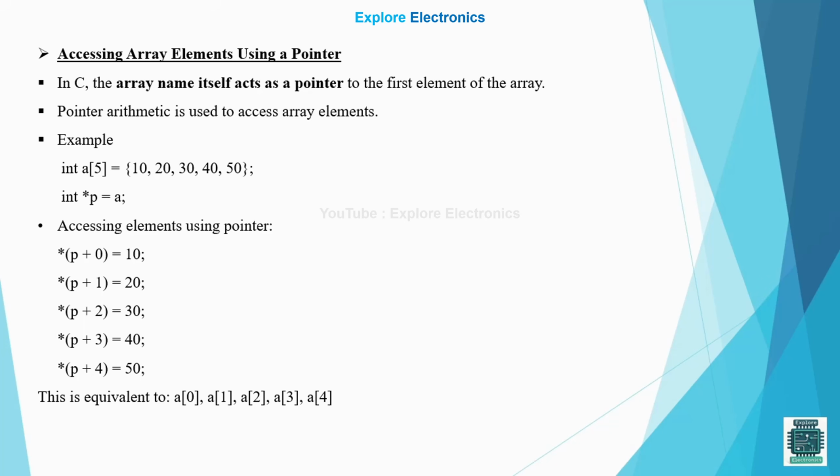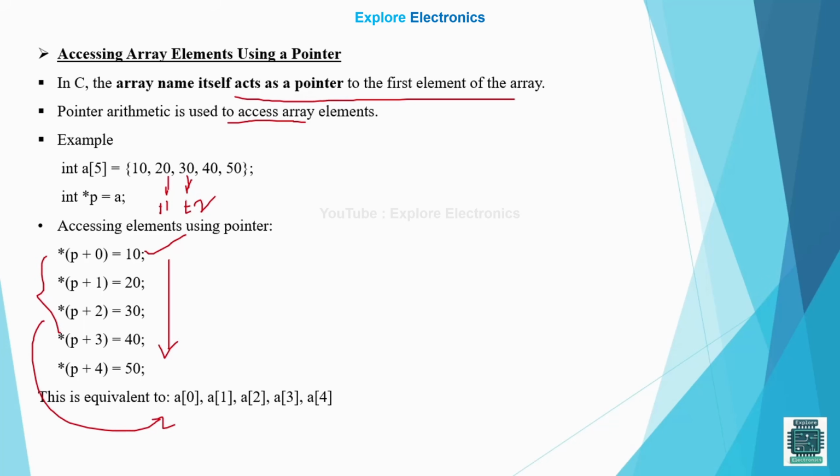Accessing array elements using pointers. In C, the array name itself acts as a pointer to the first element of the array. Pointer arithmetic is used to access array elements. Here is an example: int a[5] = {10, 20, 30, 40, 50}. Now, to access elements using a pointer, see *(p+0) for 10, *(p+1) for 20, *(p+2) for 30. Like that, we use the statement. This is equivalent to a[0], a[1], a[2], a[3], and a[4].